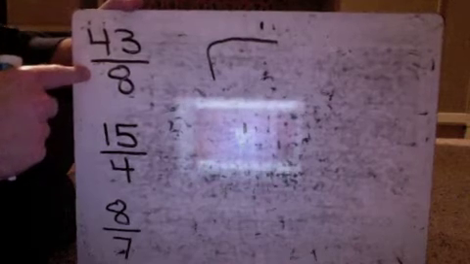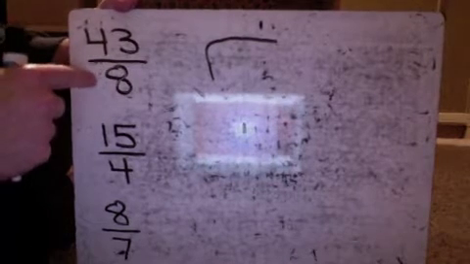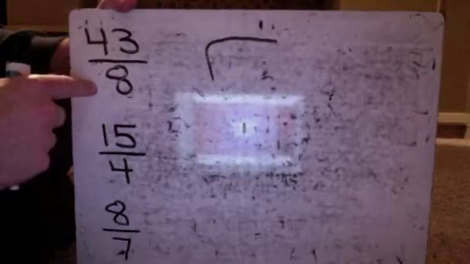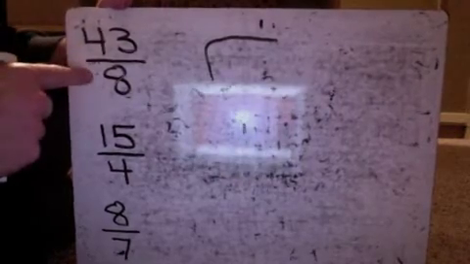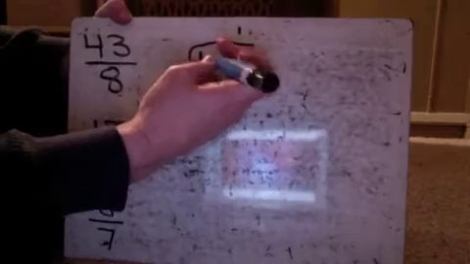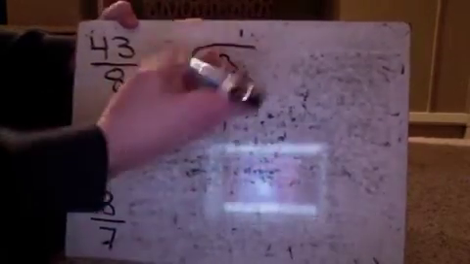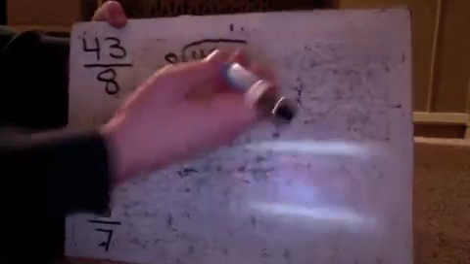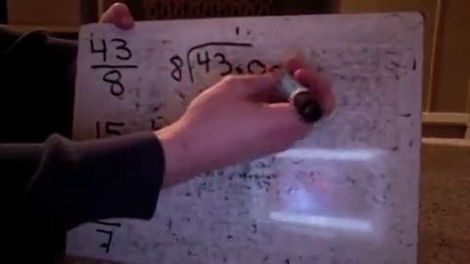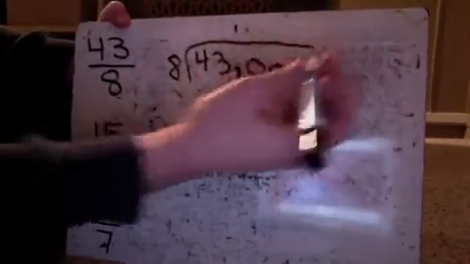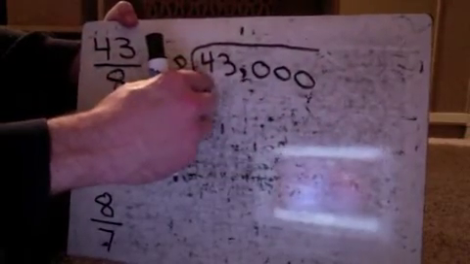If I divide this out, this answer better be more than one whole. It's got to be, because my fraction itself is more than one whole. So let's put this in the right spot and figure out what we've got here, because we have to go decimal first, then we change it to a percentage. So my 8's going to go on the outside, and I can put my 0.000 out here, because we might need that. 8 does not go into 4.